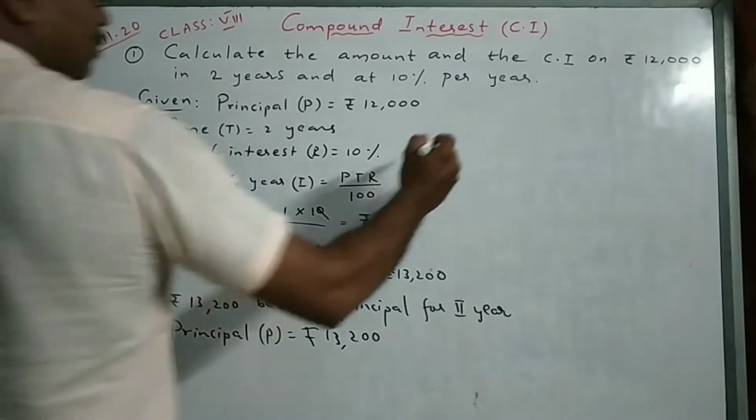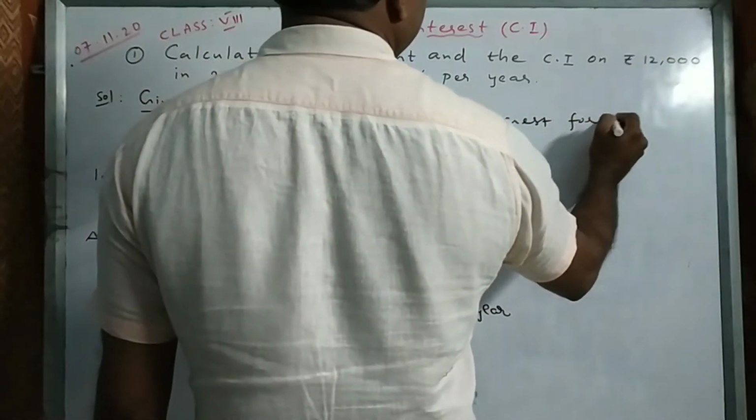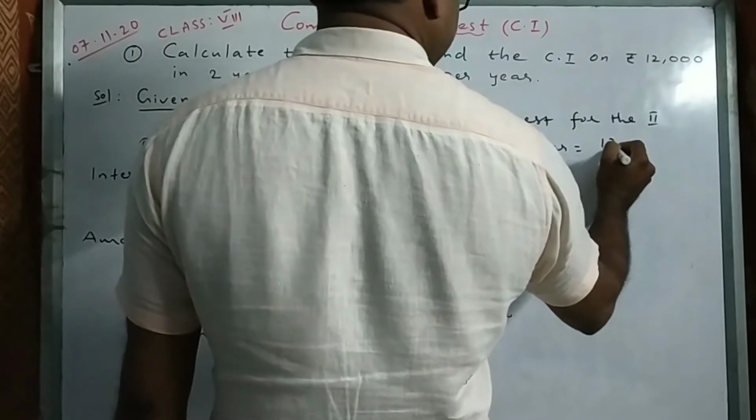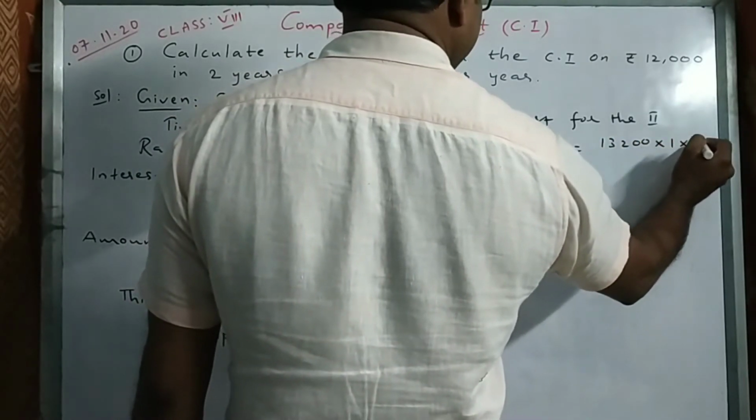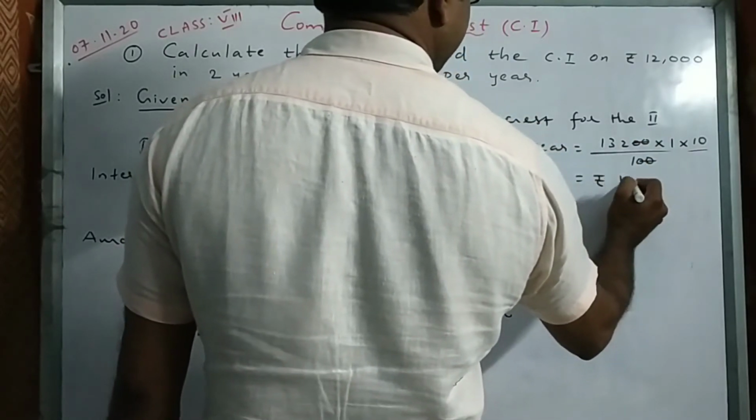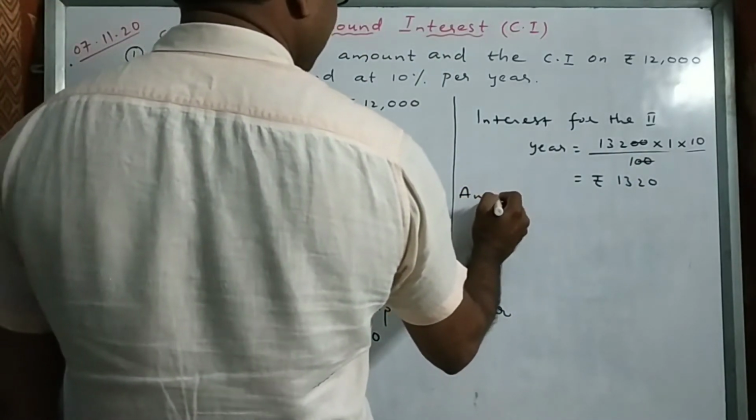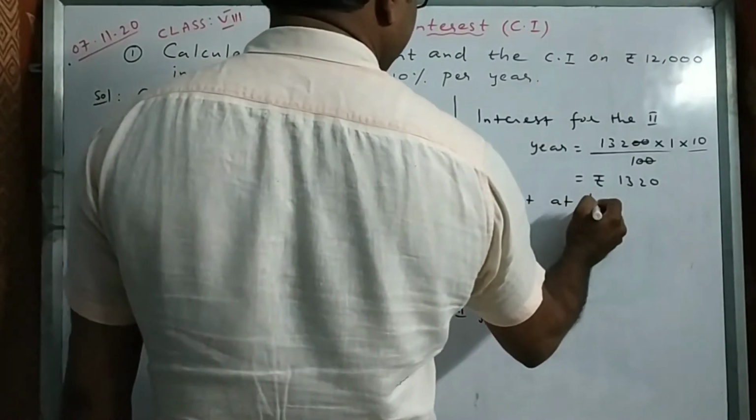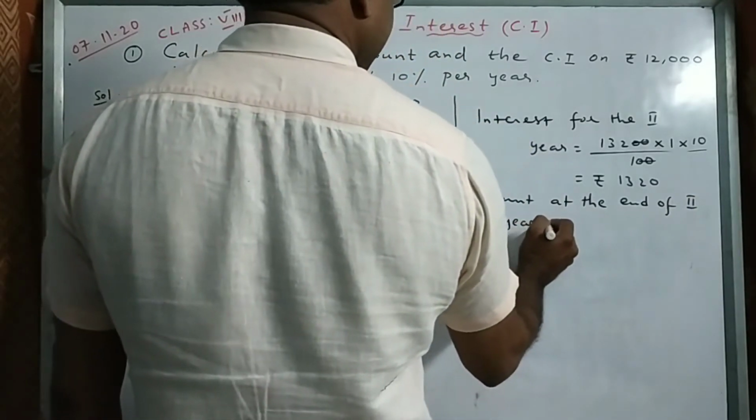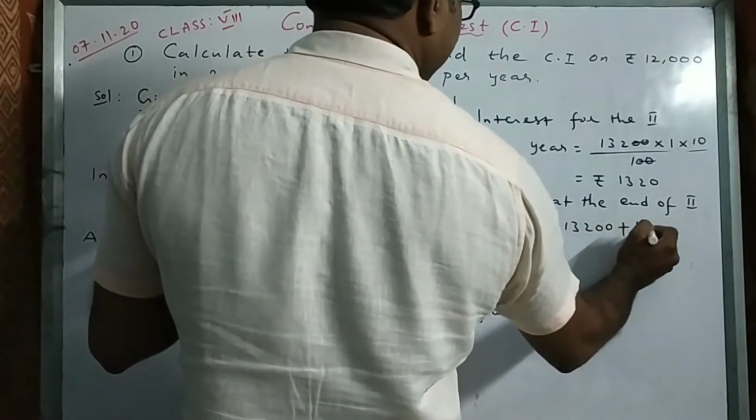So I will find out now the interest for the second year. Interest for the second year is equal to 13,200 into time value 1, R 10 upon 100. 2 zeros cancel. So 1320 is the interest for the second year. Now the amount at the end of second year is equal to the principal amount, 13,200, plus 1320.